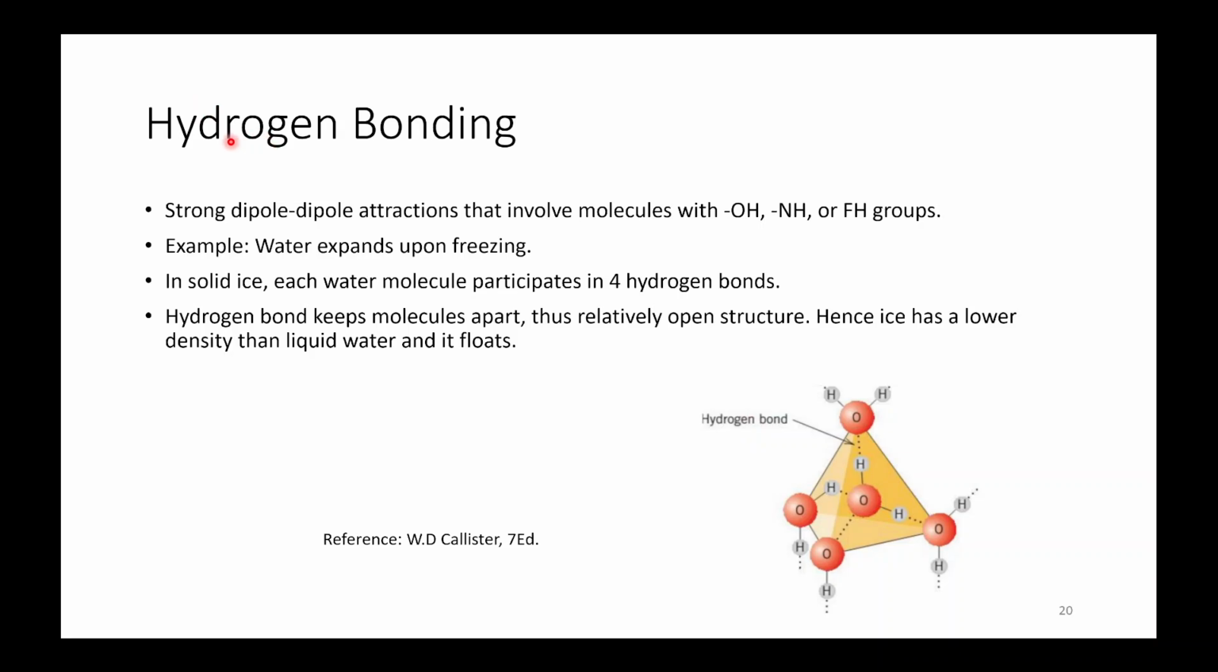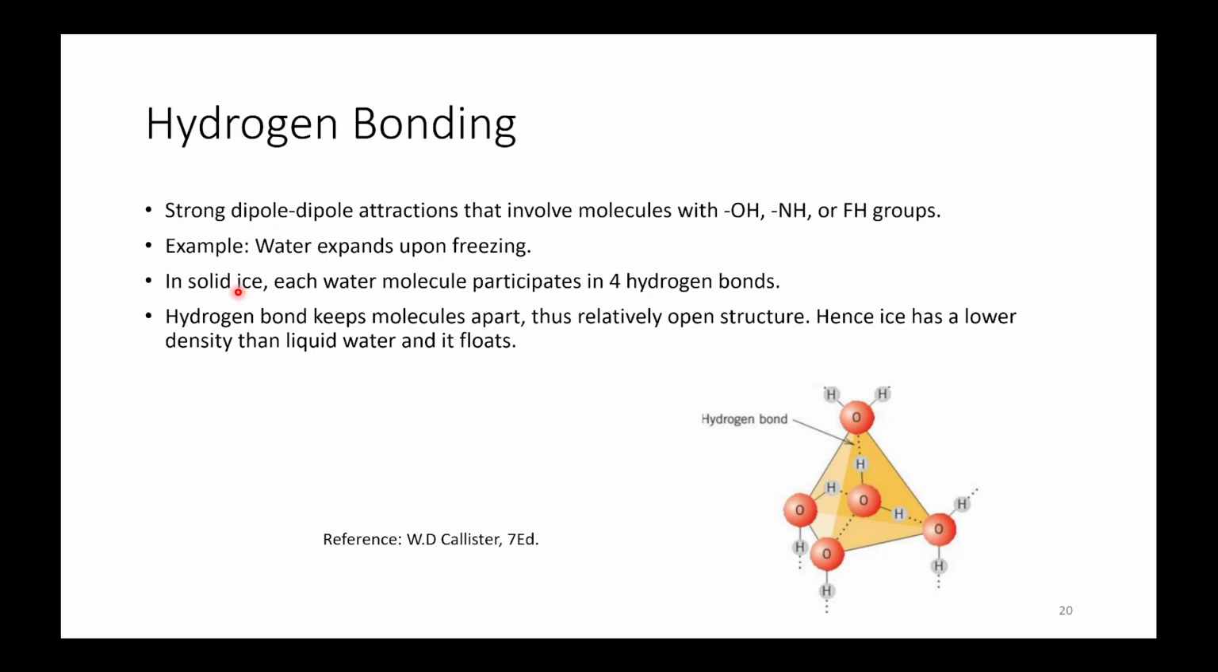Now moving on to secondary bonding. The first one is hydrogen bonding. This is a strong dipole-dipole attraction that involves molecules with OH, NH, or FH. Fluorine, nitrogen and oxygen are highly electronegative, so between hydrogen and oxygen there will be formation of a hydrogen bond. Hydrogen bonding is one of the reasons why water expands upon freezing. We know that the volume of ice is more compared to liquid water.